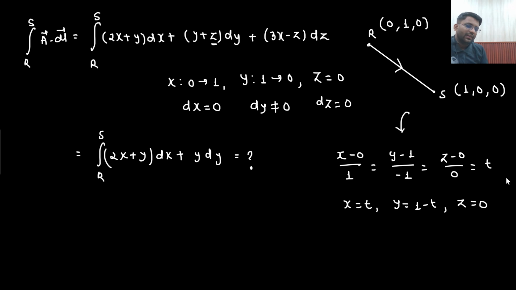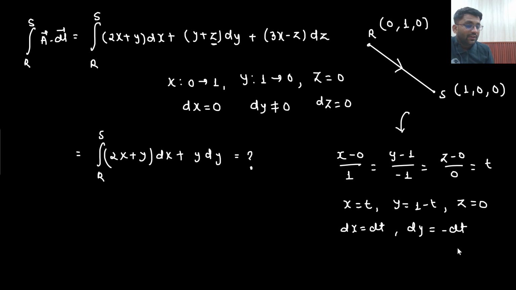X equals t. T is also a variable only. X minus 0 divided by 1 gives x equals t, y minus 1 divided by minus 1 gives y equals 1 minus t, and this is your z. So dx would be equal to dt, and dy would be equal to minus dt, right?